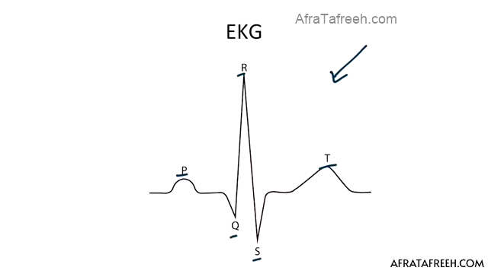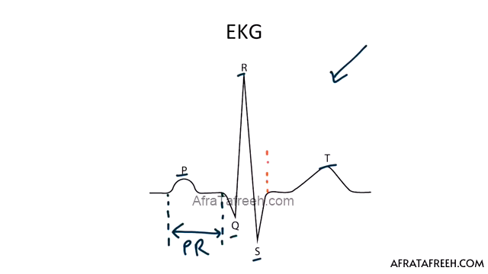Now I'm going to draw in a few of the important intervals that aren't seen on this image. This is called the PR interval and represents the time required for the signal from the SA node to get past the AV node. This is called the ST segment. During the ST segment, the ventricles are completely depolarized and the EKG is isoelectric, or no deflection is seen.